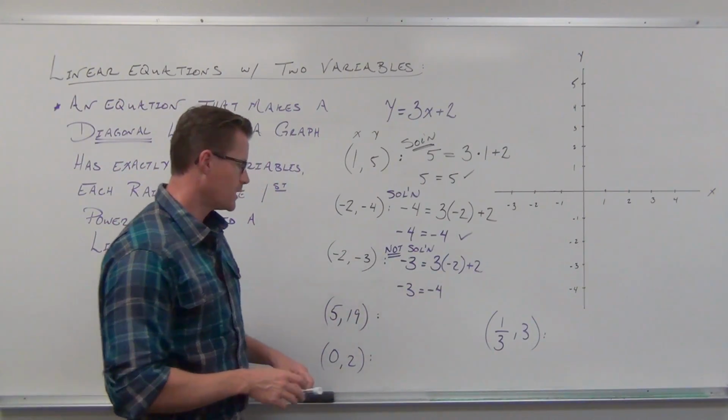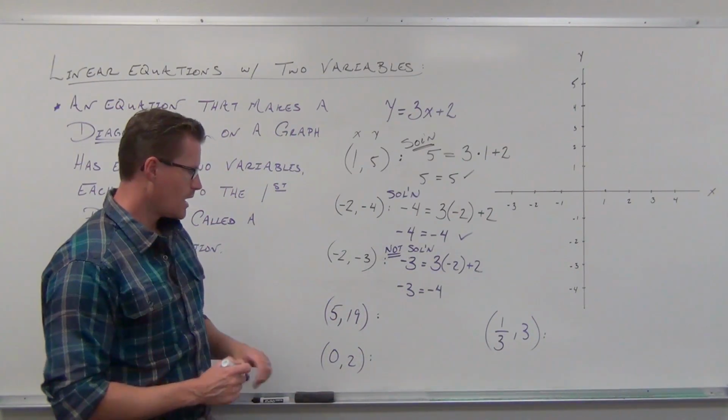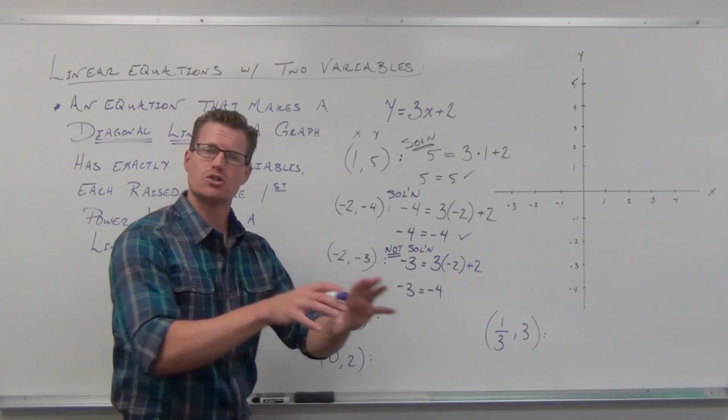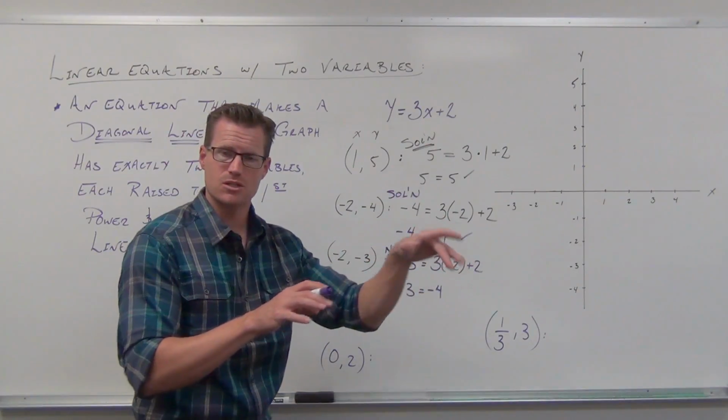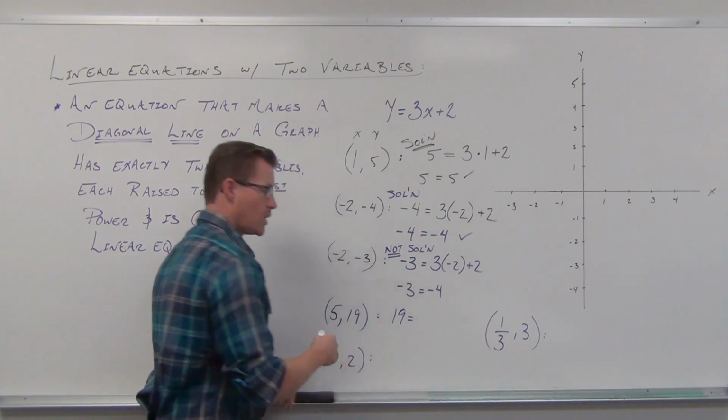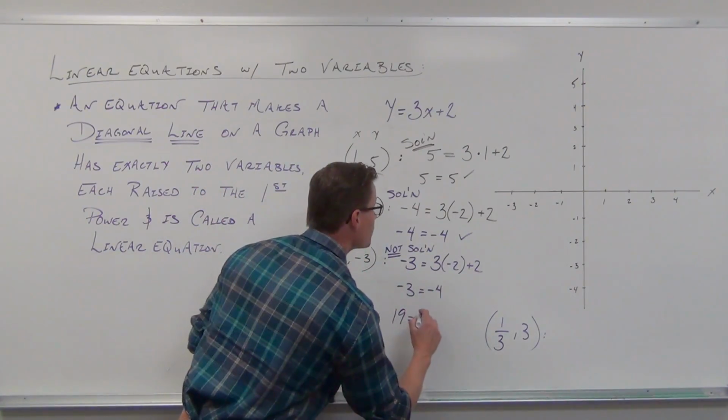I'll show you how to work with it. So as I've been rambling, hopefully you've been working. Here, this one. Your x is 5, your y is 19. You make sure that your x value goes where your x is, your y value goes where your y is. So we would have 19 is supposed to equal, we're kind of checking here.